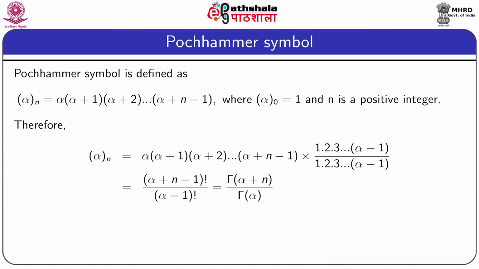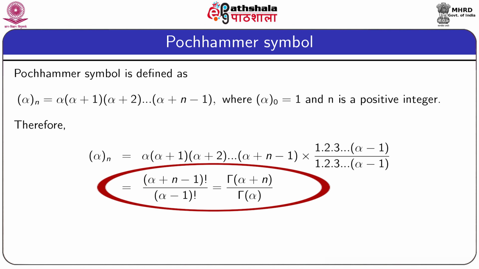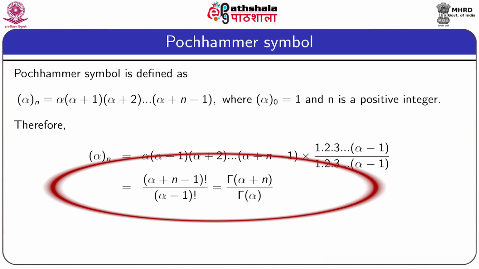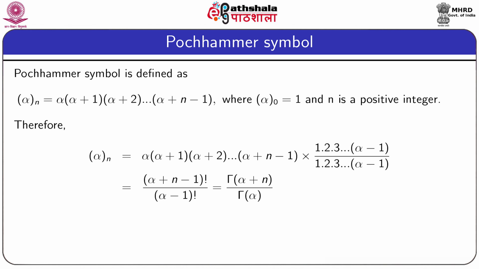And since gamma n is equal to n minus 1 factorial, we can write alpha plus n minus 1 factorial is equal to gamma function alpha plus n, and alpha minus 1 factorial is equal to gamma function alpha. So, this is just a simplified form of the Pochhammer's symbol alpha suffix n, which we will be using in many problems and theories.